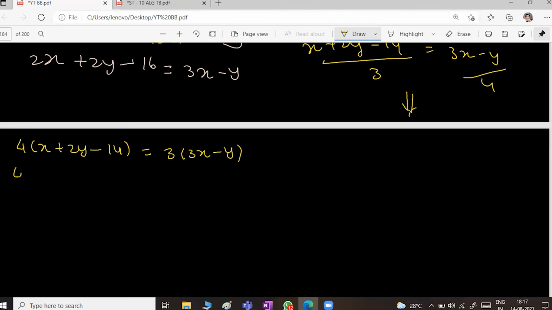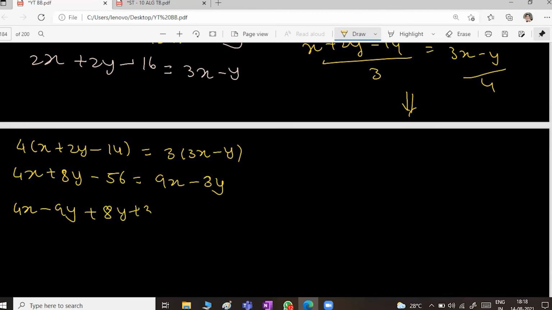y). Open the bracket. 4x plus 8y minus 14 into 4 is 56 is equal to 9x minus 3y. Solve करो. 4x minus 9x plus 8y plus 3y is equal to 56. वो 56 को उधर डाल दिया. ठीक है. So that constant term is not 0 and this is 9x guys.